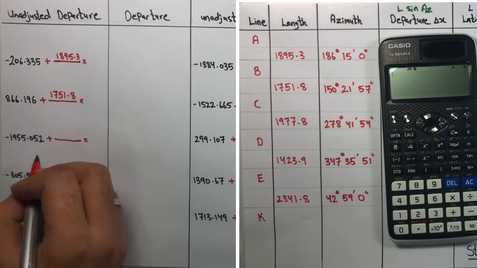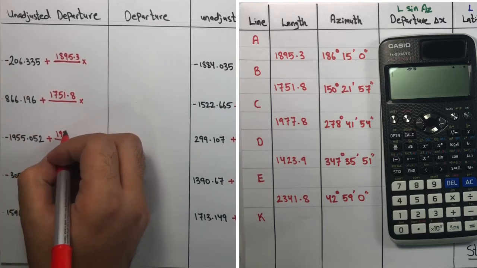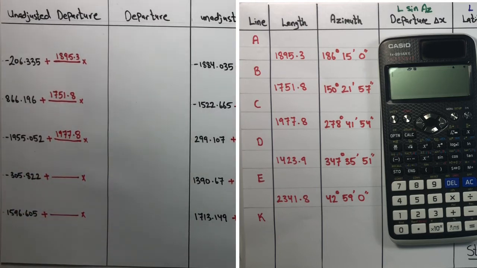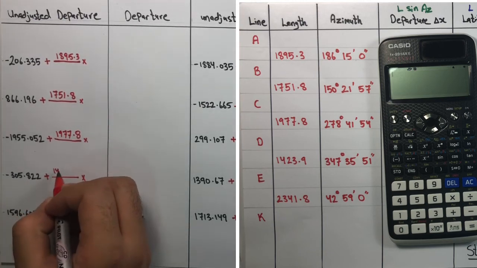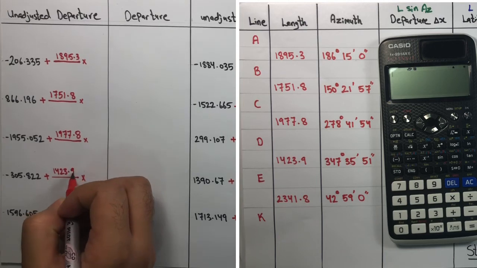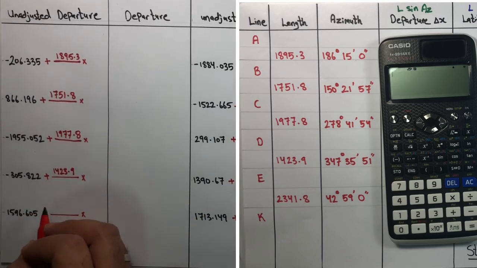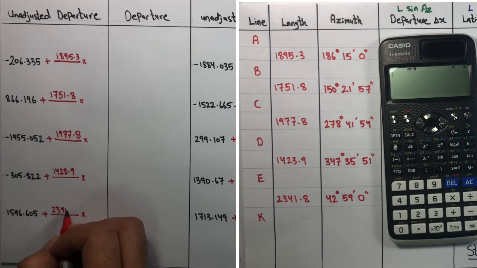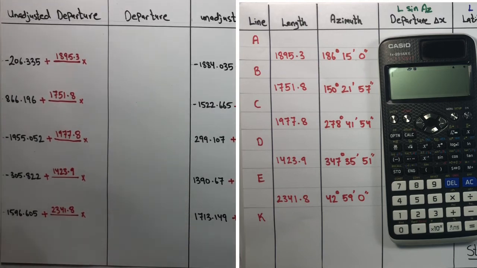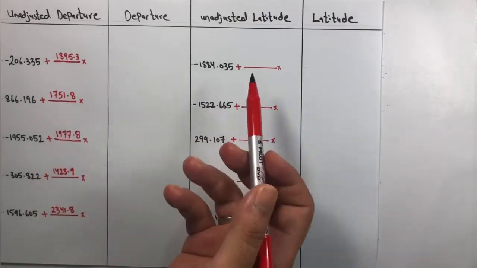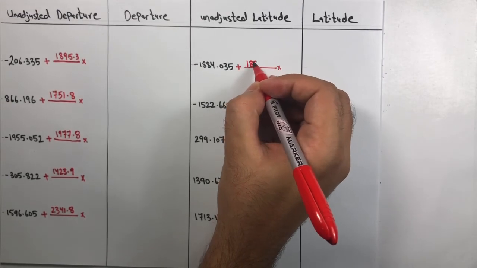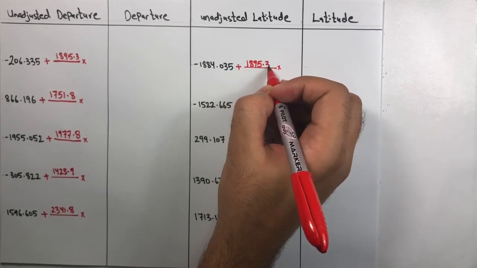CD 1977.8. DE 1423.9, and finally EK 2341.8. Similarly, we'll be having the same lengths for the lines in the latitude. I'll just copy those values here.